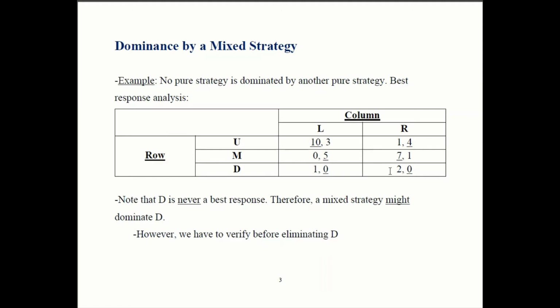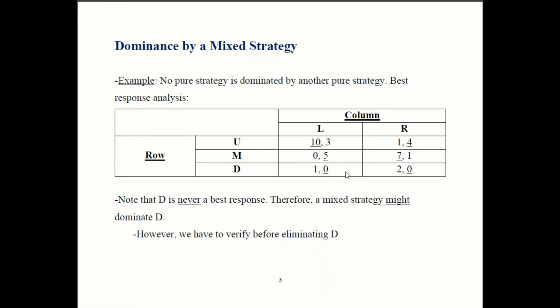Now let's do it the other way. If row is playing up, column's best response is to play right and get 4. That's preferable to playing left and getting only 3. Best response to middle is left because that gets you 5. Right only gets you 1. If row is playing down, then both left and right are best responses because they both get the same payoff of 0.